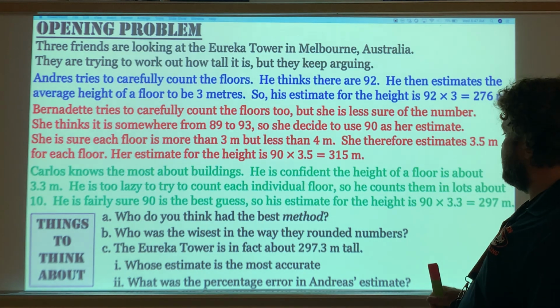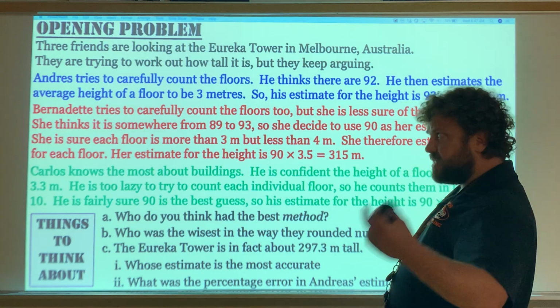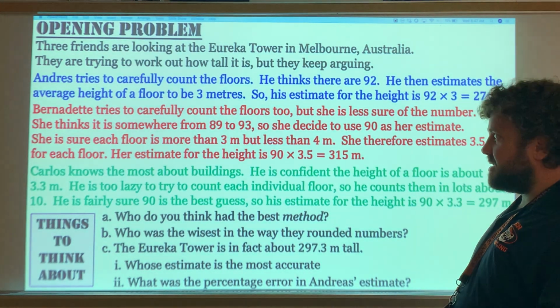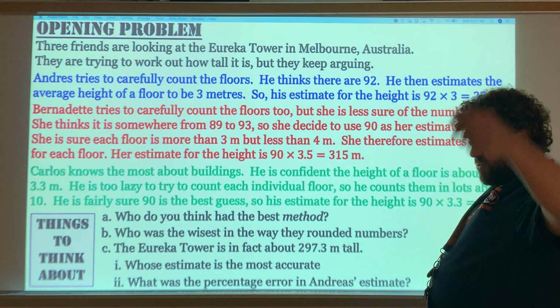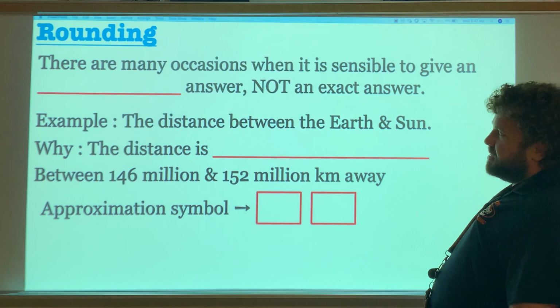Andres. You can find the percentage error for all of them, and then we'll discuss that in class when we get into class. Okay, so these are just things I want you to think about before we get to class, so you're not just sitting there trying to brainstorm in class. All right? That's the opening problem. Now let me go into the actual lesson.